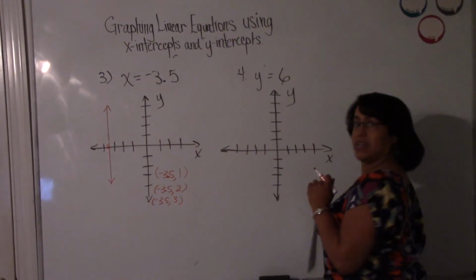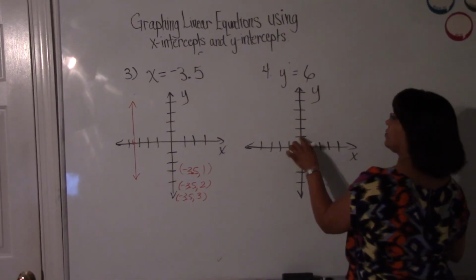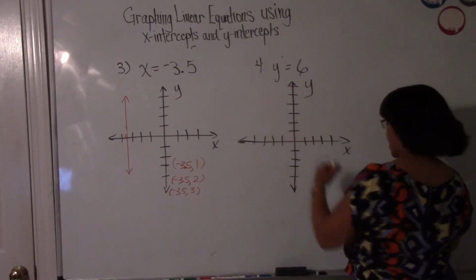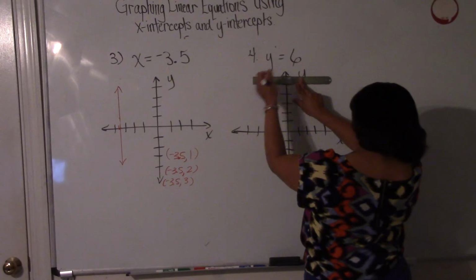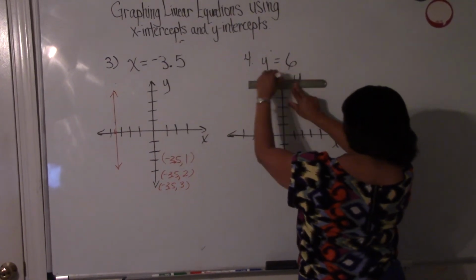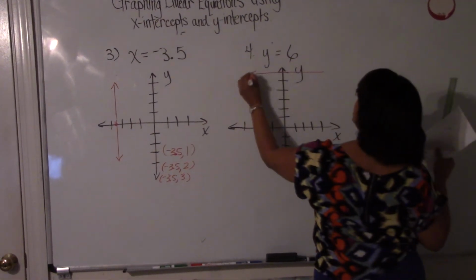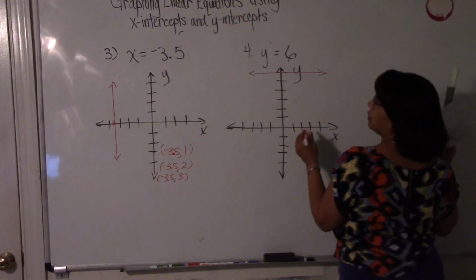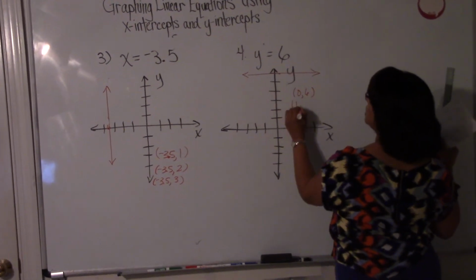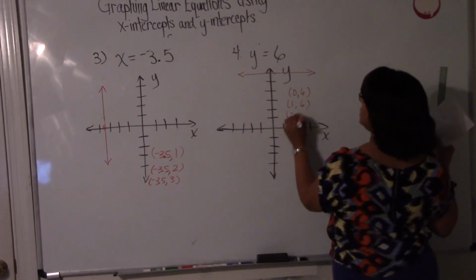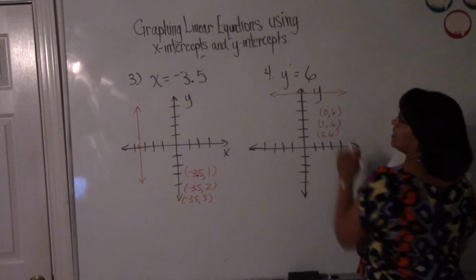Horizontal line, we have y is equal to 6, which means we go up to y equals 6. 1, 2, 3, 4, 5, 6. And we draw a horizontal line. And that means all the y coordinates are going to equal 6. So it would be like 0, 6, 1, 6, 2, 6. No matter how much you go across, left or right, you're going up 6, and that's why you have a horizontal line.